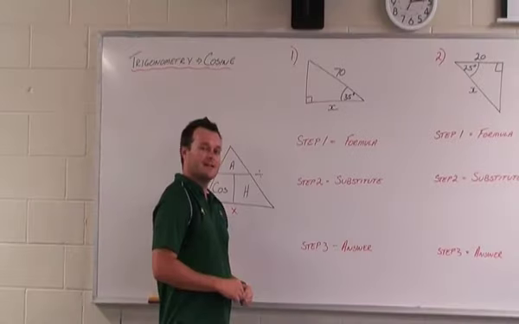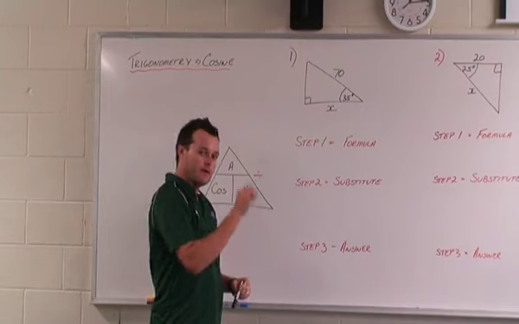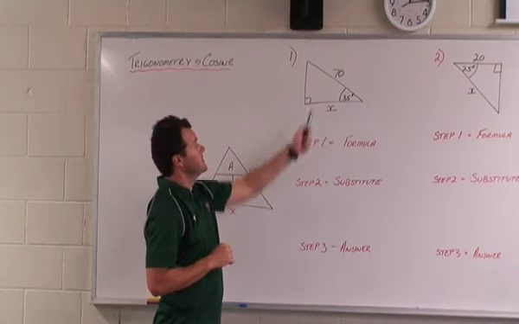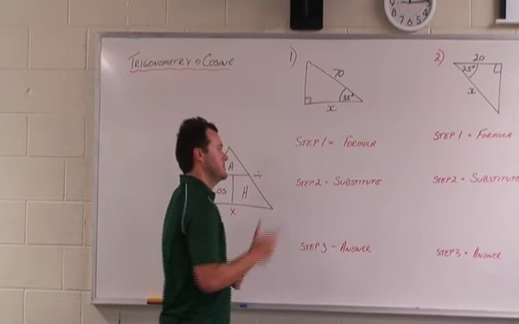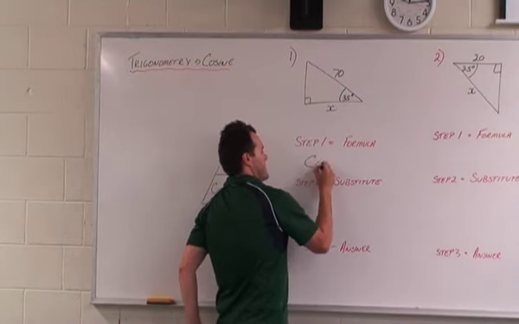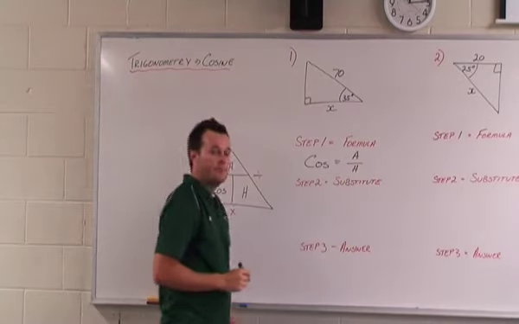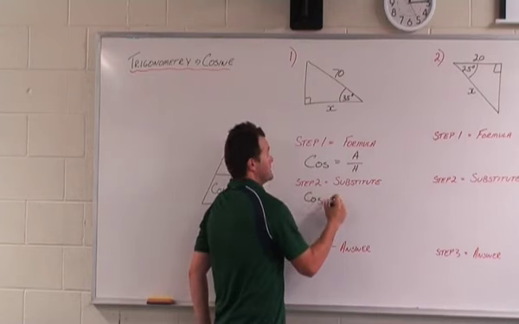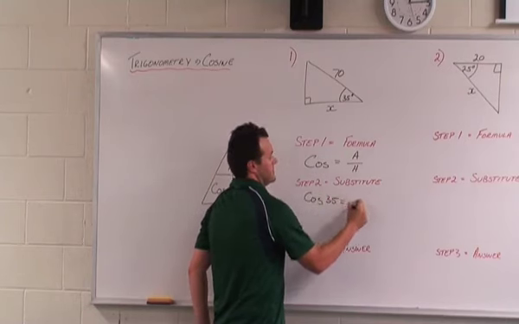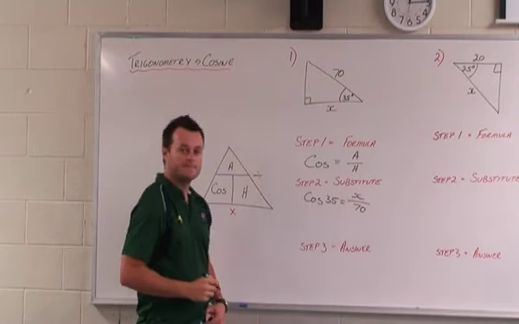Welcome back. Let's have a look at these answers. Number 1, right angle triangle, looking at the angle, says it's 35 degrees. We're trying to find an adjacent. We've been given a hypotenuse. So, let's start with our formula. Adjacent over hypotenuse. Step 2 is substituting in. Cos 35 is equal to an unknown over 70.